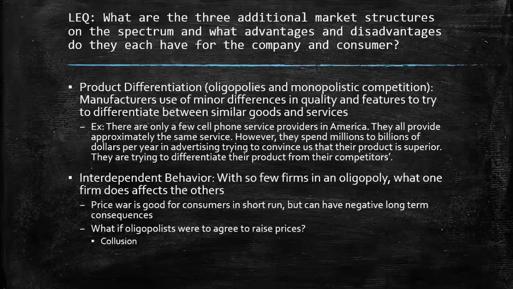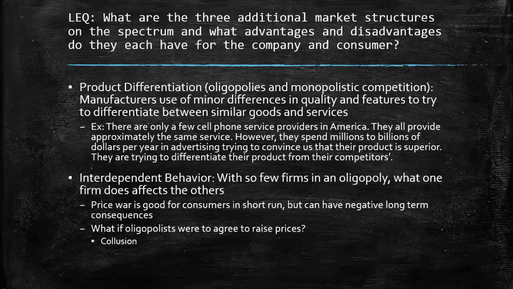So characteristic number 3 of oligopolies is slightly different products. So here's a term I need you all to know. That term is product differentiation. We've hinted at this in class several times. So you will find product differentiation only in oligopolies and monopolistic competition. Remember, we have not covered monopolistic competition yet. We're going to in part 4 of this video series.